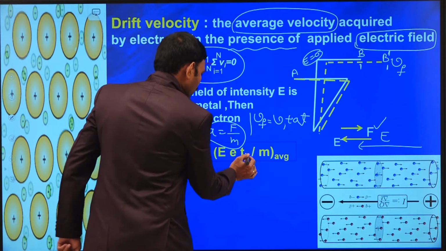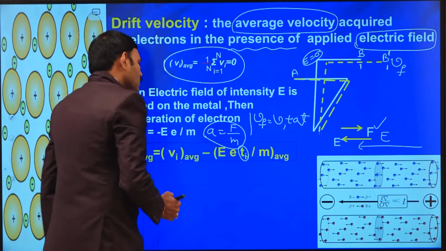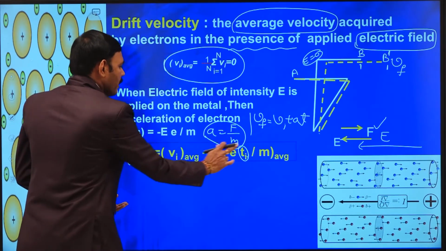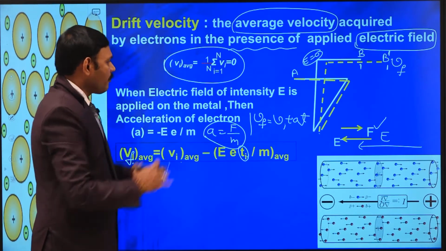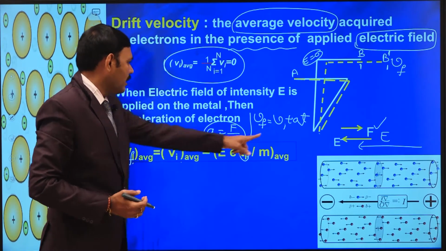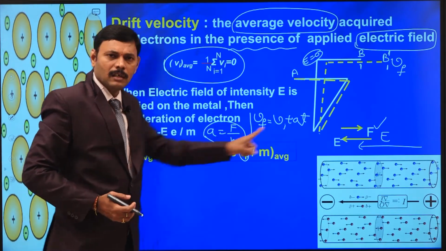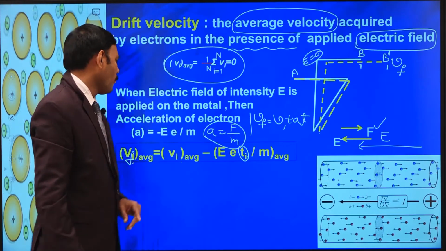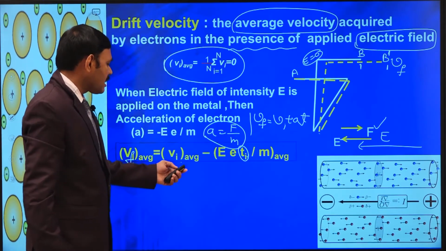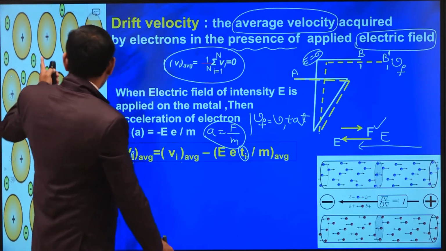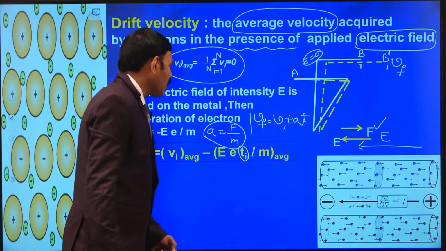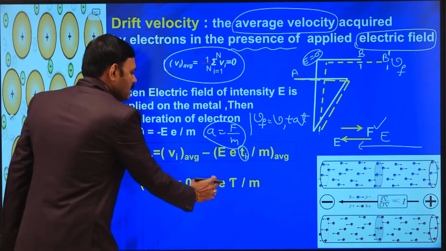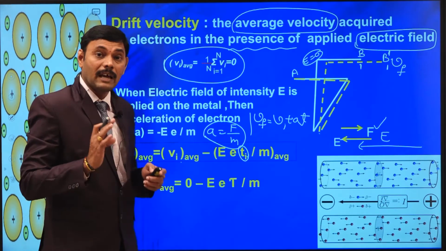Here t is the time taken. So a is replaced by minus eE by m into t. Once again, the final velocity gained by the electron in the presence of the electric field is Vi plus at, V initial average plus a, where a is equal to minus eE by m into t. We already discussed that the initial velocity is 0 for the electron as shown in this diagram. Before applying any electric field, the initial velocity is 0. So we replace Vi by 0, minus eE by m into tau. Tau is the relaxation time.